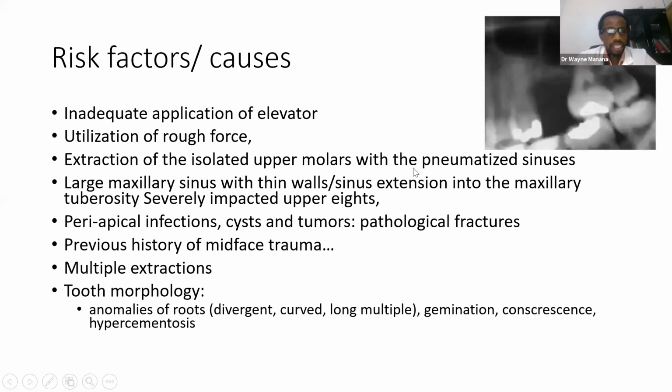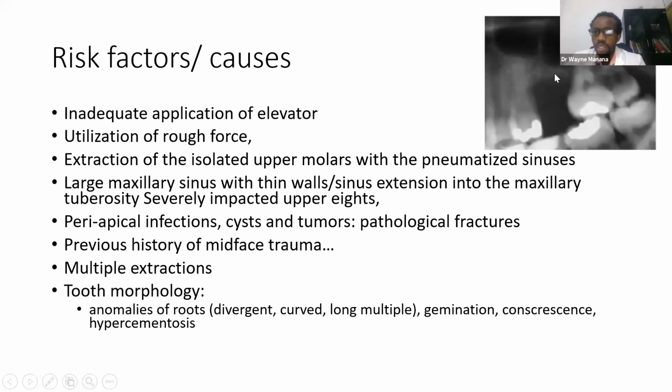So usually what happens is, for whatever reason, if the upper six is extracted early in life, you remember the volume of alveolar bone, part of the function or the role of teeth is to maintain alveolar bone quantity. And if you lose it, then there is a pneumatization or thinning of the bone.